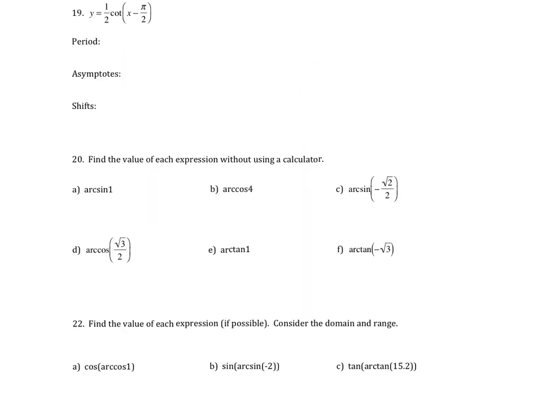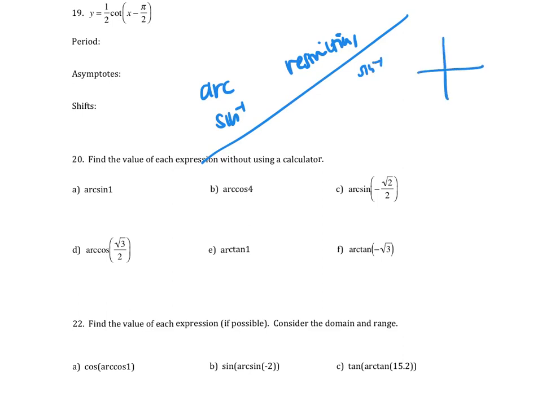Number 20, find the value of each expression without using a calculator. Notice that when you're given the word arc, so if you see arc something or inverse sine something, that superscript there, you have to think of automatic restrictions. So remember, for inverse sine, it's between negative pi over 2 and pi over 2 for your angle answers.